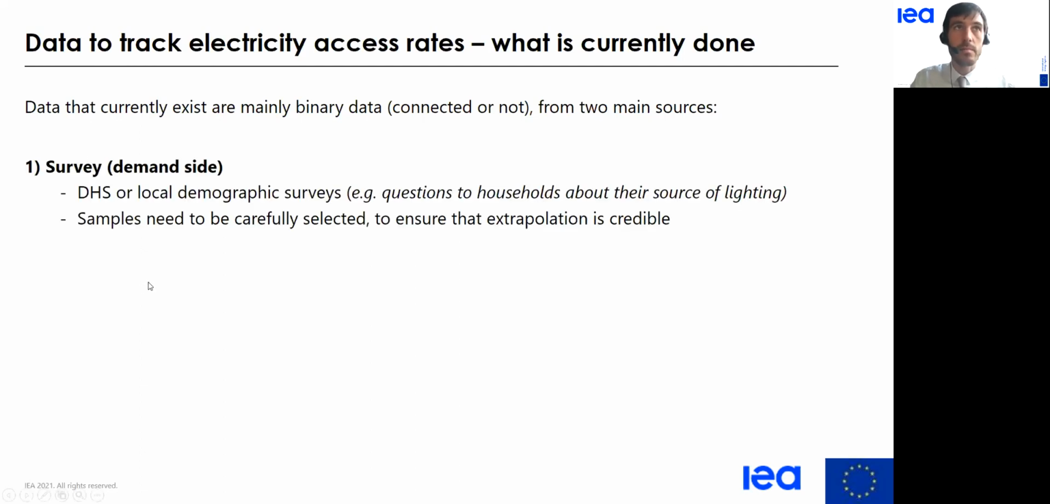So number one is surveys, which are, for example, relying on DHS or demographic surveys, where you would have someone going to 5,000 households in the country, asking a series of hundreds of questions, including, do you have access to electricity, or what do you use for lighting? And based on that, you would extrapolate and get a percentage of the population with access.